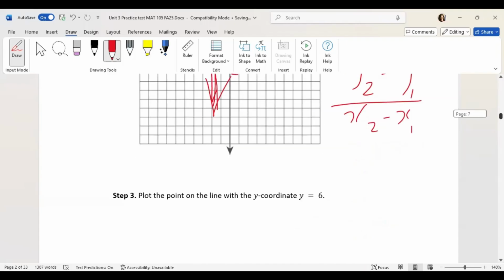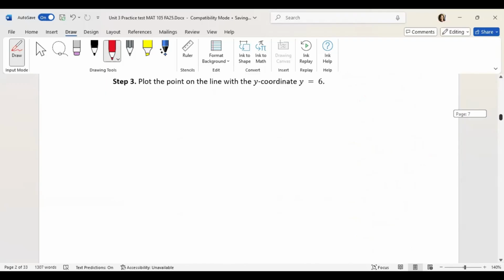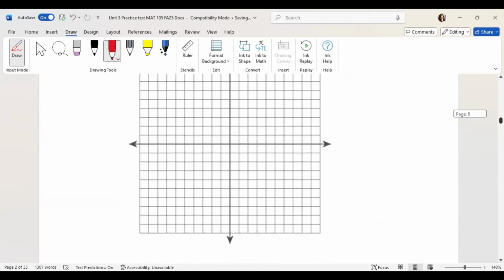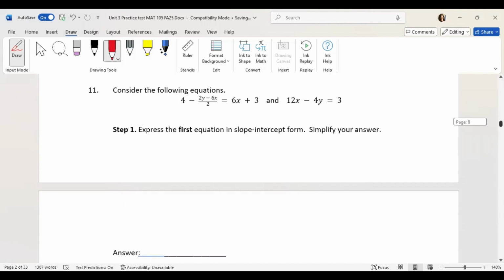When the slope is undefined, we already talked about that. The equation does not contain a y. Consider the following equation. Look at number 10. Let's see if we do another one.